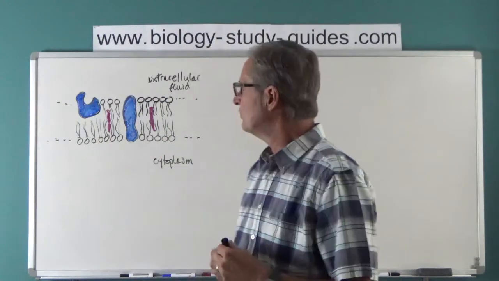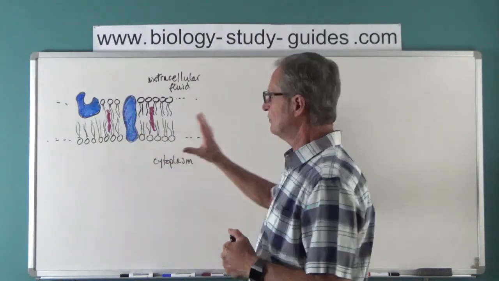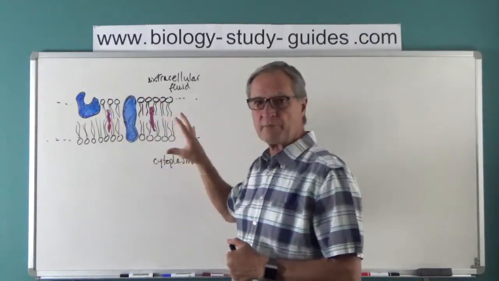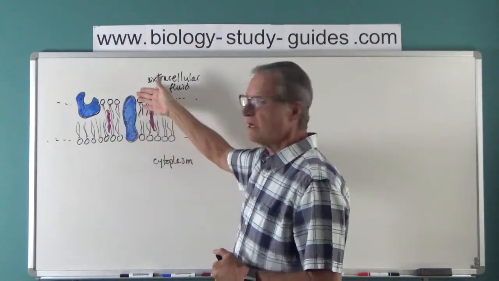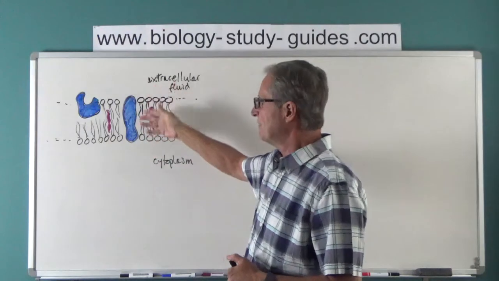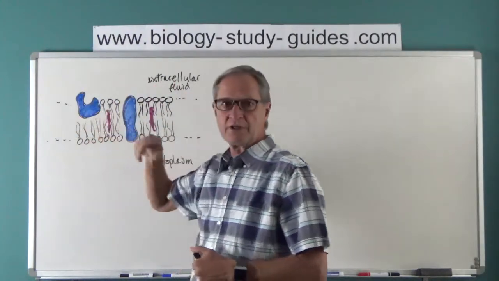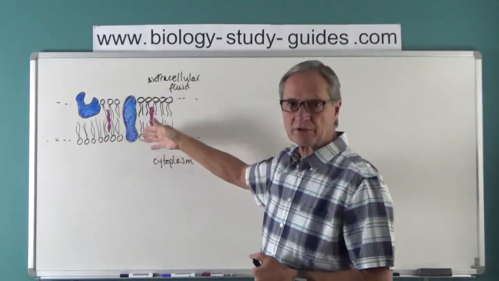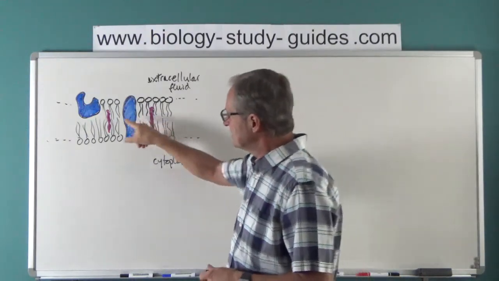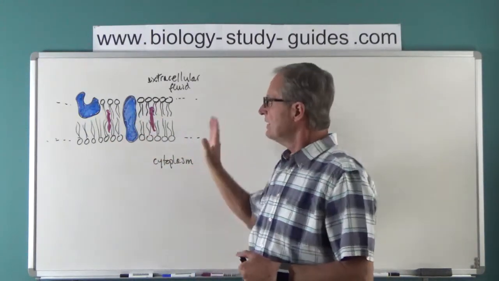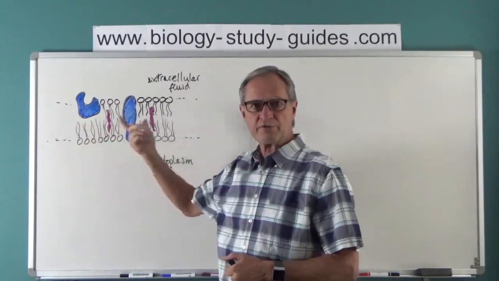In the first video we looked at membrane structure, so this picture should be pretty familiar to you. We've got a phospholipid bilayer with proteins either extending through the entire membrane or just on the surface. These are integral or transmembrane proteins, as they're sometimes called. These things here, cholesterol molecules, should all be familiar to you from the first video.